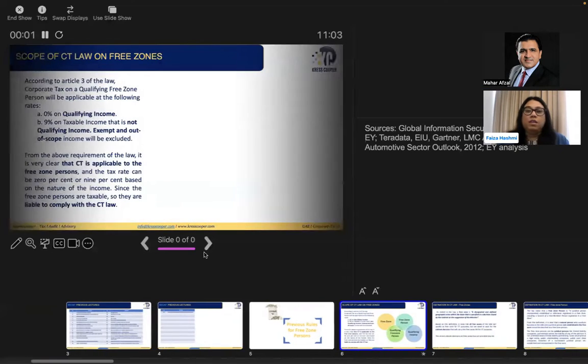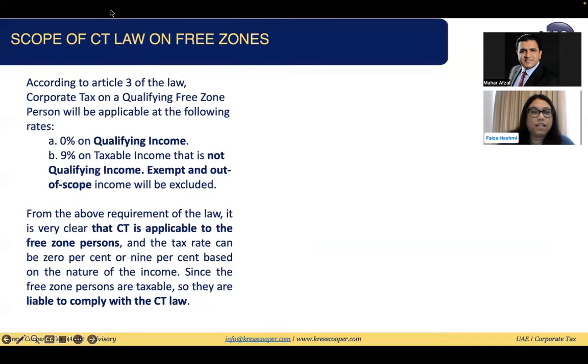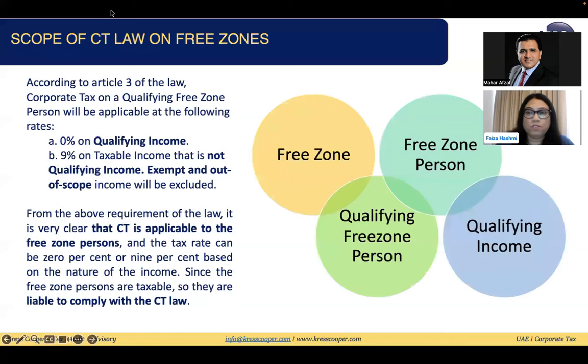Okay. So as we were discussing, when the law came out, the only thing that we knew was that whoever would be a qualifying free zone person would benefit from a 0% tax rate, but only on qualifying income. What was qualifying income was not defined. And then we knew that whatever was not part of the qualifying income would be subject to tax at 9%. The other thing which was made clear in the law was that CT would be applicable on free zone persons, and they would have to comply with all the provisions of the CT law, like registration.